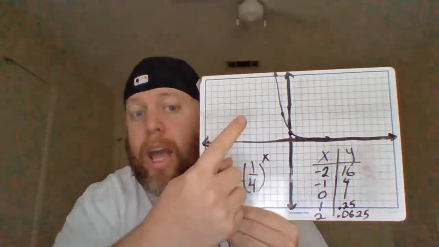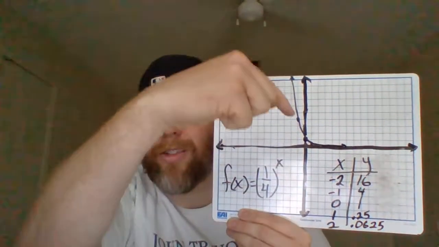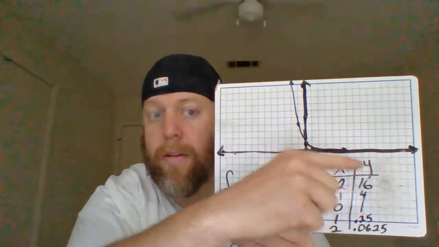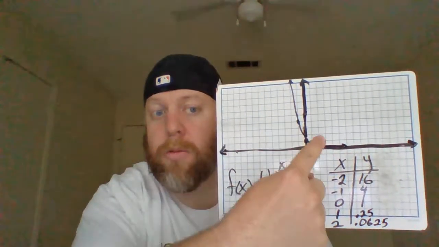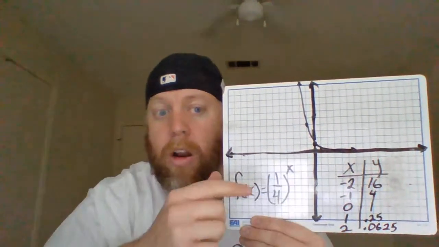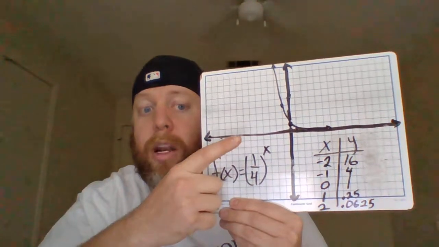So exponential decay is when x is increasing, when x is moving to the right, y is now decreasing. Do you see that? So while x marches on to the right, y is getting smaller and smaller and smaller. But notice that it's approaching where y is equal to 0, but it never touches it.